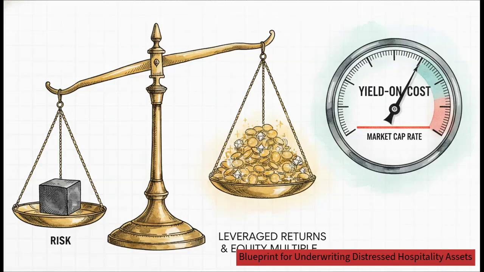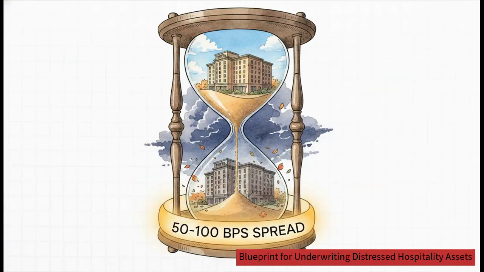But the real proof is your stabilized yield on cost. To ensure you've actually created real value, your stabilized NOI divided by your total project cost needs to land between 8.5 and 11%. Crucially, this must beat your going-in market cap rates by 200 to 300 basis points to prove you successfully forced appreciation. And speaking of cap rates, we have to be super conservative about how we exit.